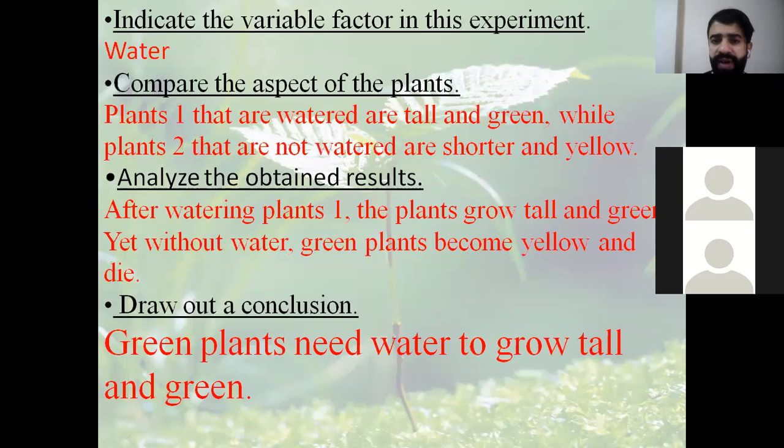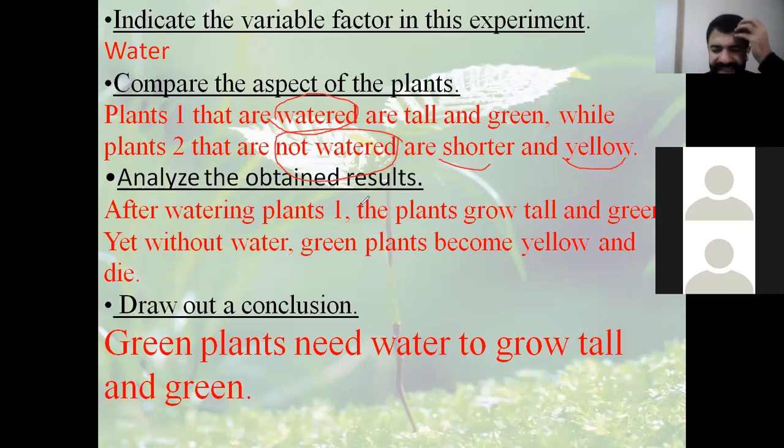So indicate the variable factor. The variable factor in this experiment is the water. Compare the aspect, meaning compare the appearance. So plants 1 that are watered, they are tall and green, while plants 2 that are not watered, and here, pay attention, I talk about the variable, watered, not watered, they are shorter and yellow in color.